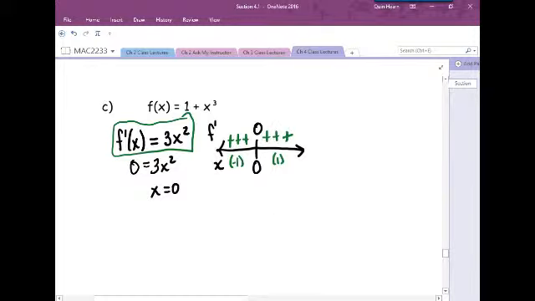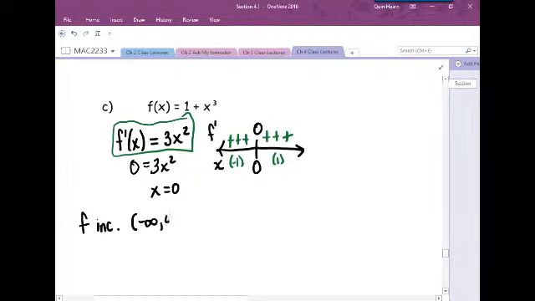What am I plugging into? I'm plugging into this guy. Notice though, whatever x value I plug in, I'm going to get a positive value because I'm going to square it. So I'm going to end up with positives on both sides this time. F prime of -1 is +3, and f prime of 1 is +3.